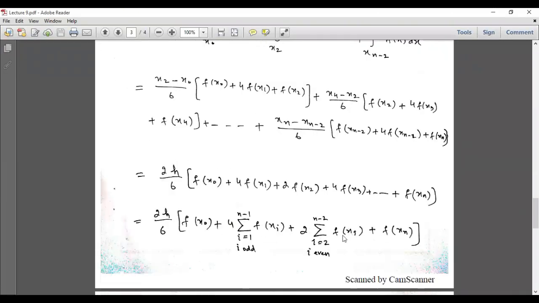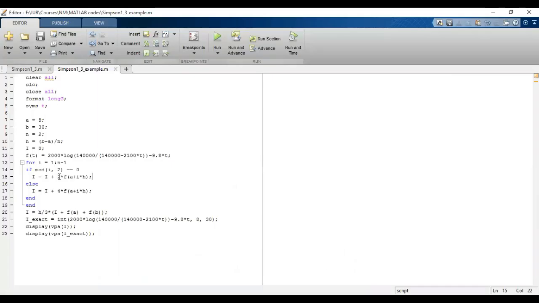So you can see, if I have even I, then 2 will be multiplied in, and if I have odd I, then 4 will be multiplied. So that is what is achieved over here. And then I will add my integration answer to f of a plus f of b. So f of a is the first term, f of b is the last term. The summation of these two terms is also added to the integration, and then I will multiply it by h by 3. As well, I have done the exact definite integration of this expression for these limits, and then I will display both the answers. And let's run this code.